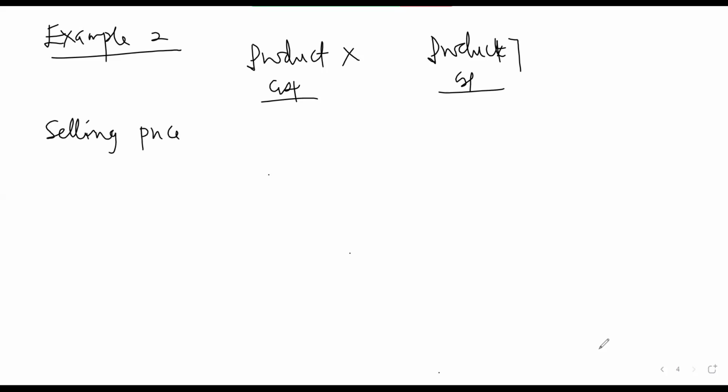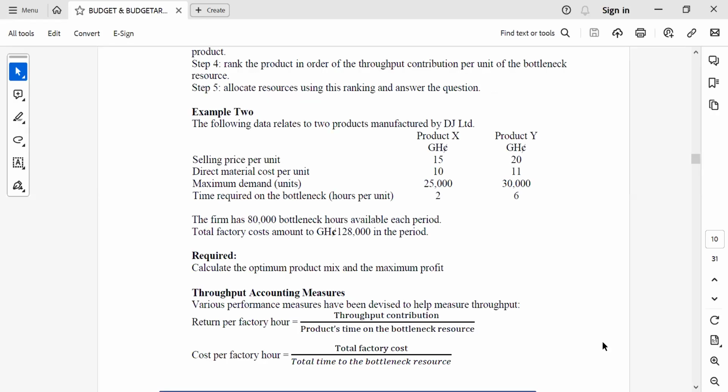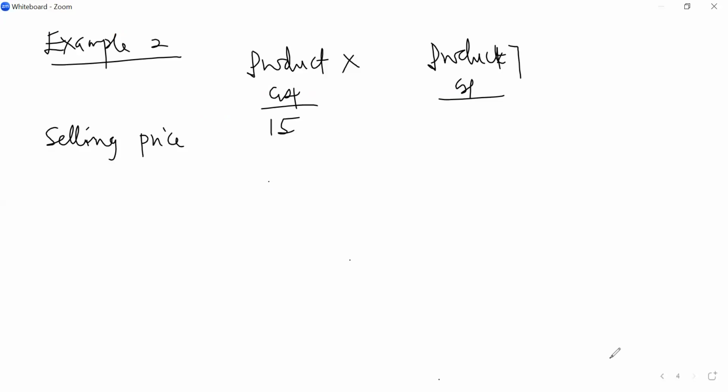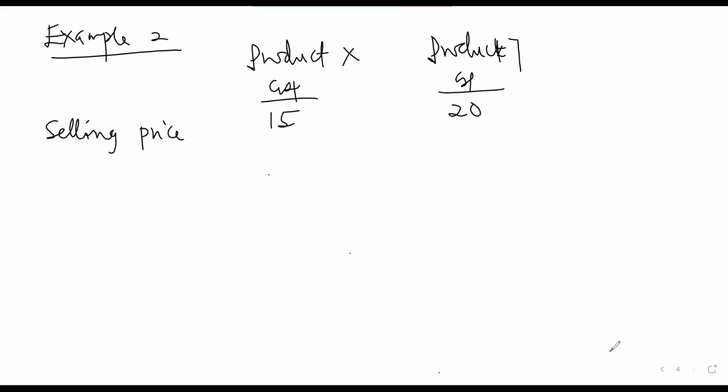What is the selling price per unit? The selling price per unit for the first one. 15 and 20. So 15 and 20. What is the material cost?